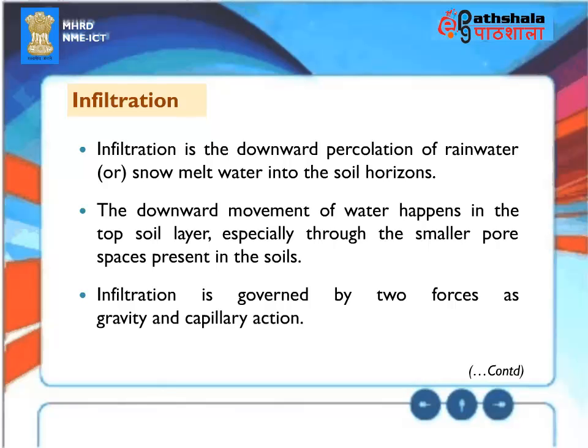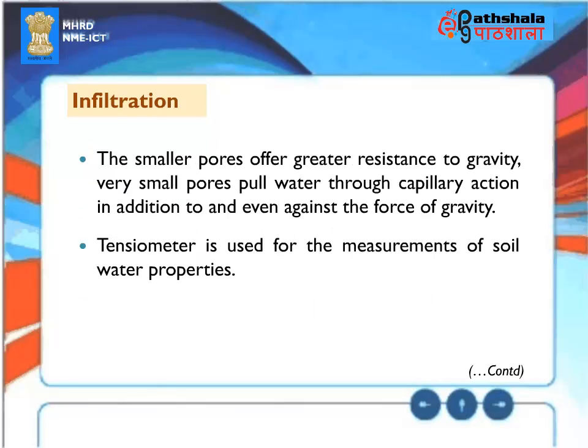Infiltration. Infiltration is the downward percolation of rainwater or snowmelt water into the soil horizons. The downward movement of water happens in the topsoil layer, especially through the smaller pore spaces present in the soils. Infiltration is governed by two forces, gravity and capillary action. The smaller pores offer greater resistance to gravity. Very small pores pull water through capillary action in addition to and even against the force of gravity. Tensiometer is used for the measurements of soil water properties.